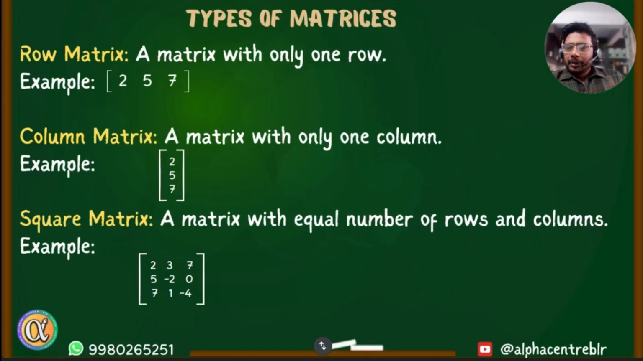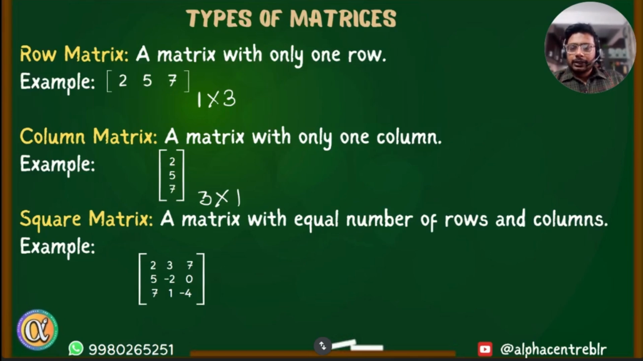What are the different types of matrix we have? So a row matrix is a matrix which has only one row. It can have any number of columns. So the example you see here has 3 columns. So it is a 1 cross 3 matrix. Okay, so this is one example of a row matrix. Similarly, a column matrix is a matrix with one column. So here we have a matrix 2, 5, 7 with 3 rows and 1 column. Okay, so these are called column matrices.